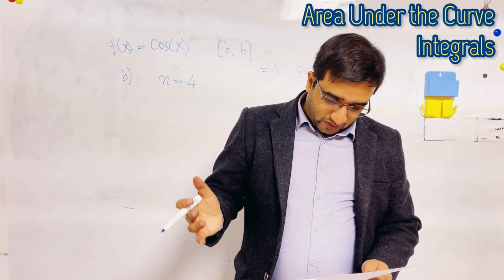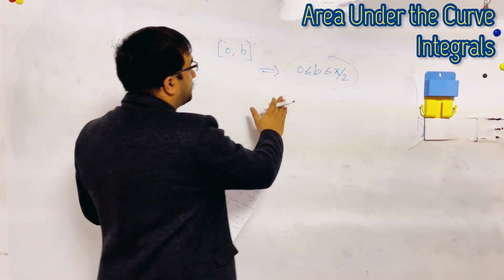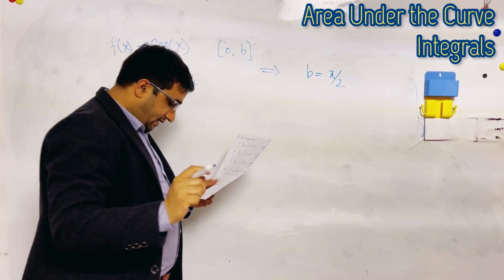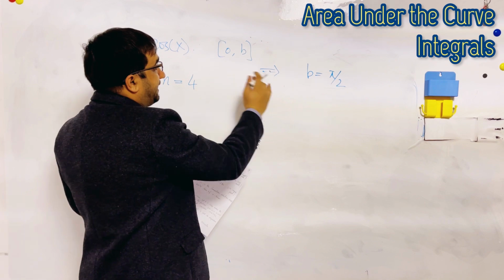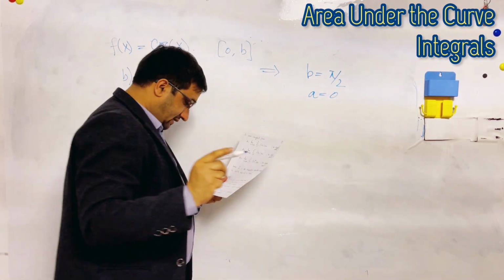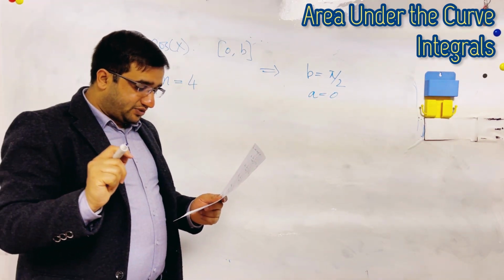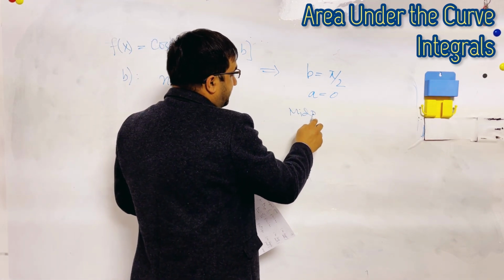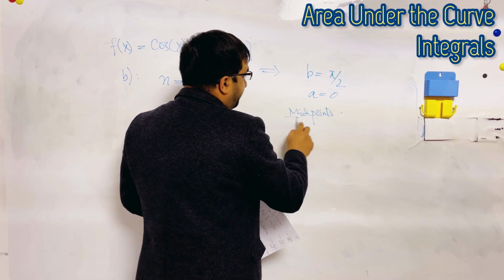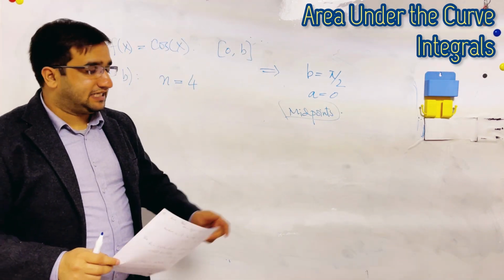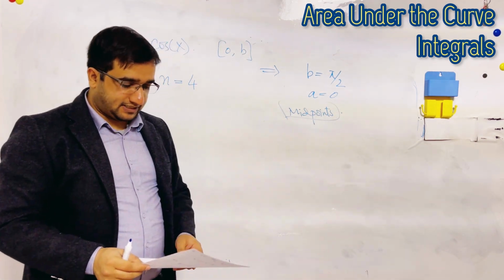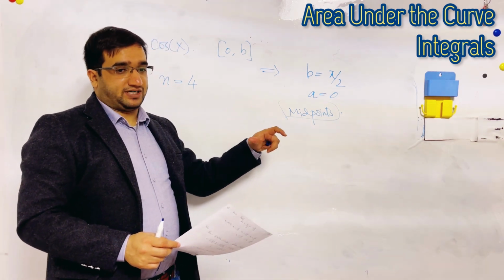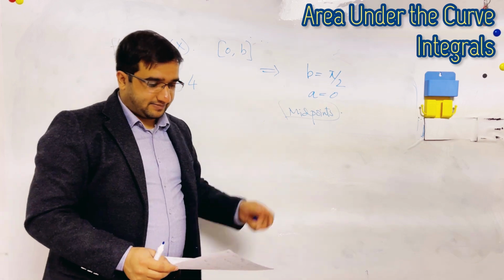Take n equals 4 and b equals pi by 2, and a is the same, 0. Estimate the area using midpoints. So the key point is midpoints. We are not dealing with left hand points, we are not dealing with right hand points, we are dealing with midpoints. So to calculate the midpoints, first I need the left and right points. Then from there I will get the midpoints.